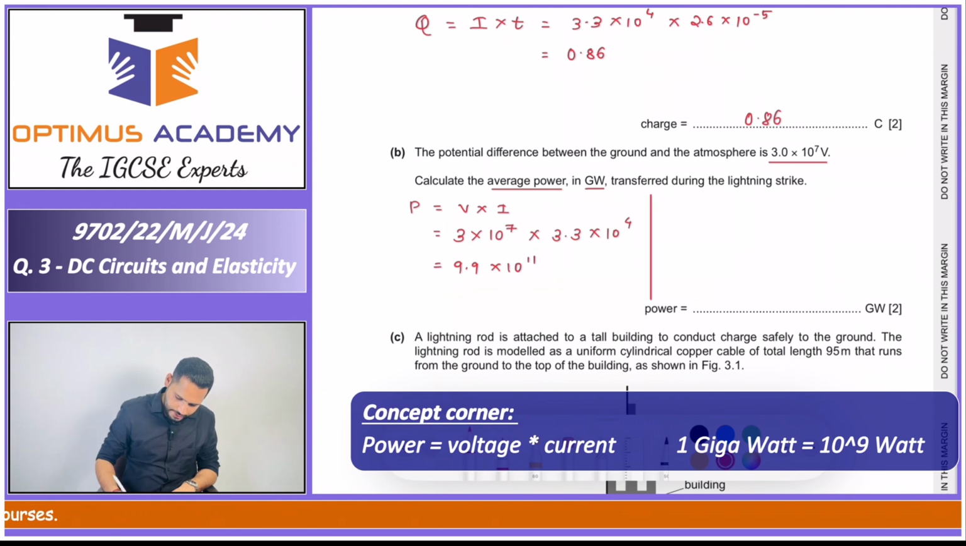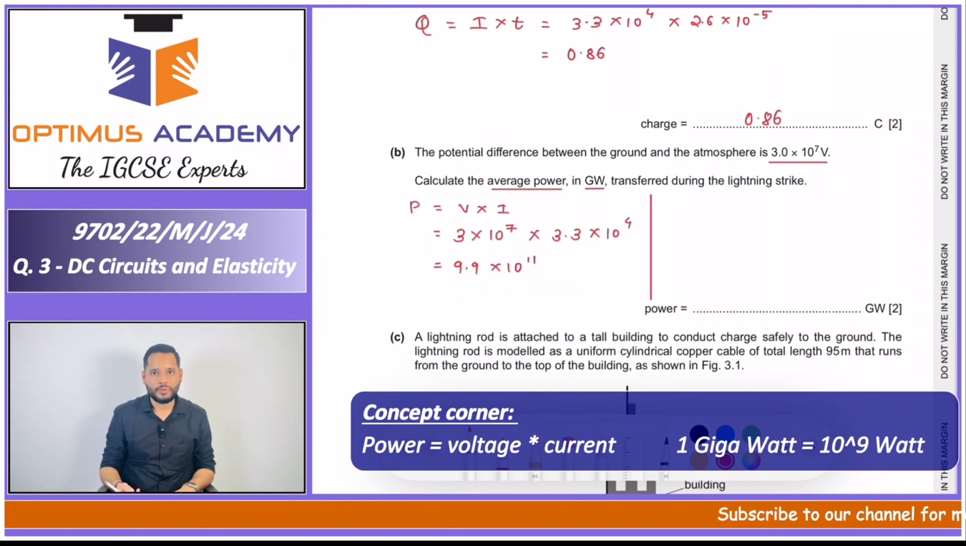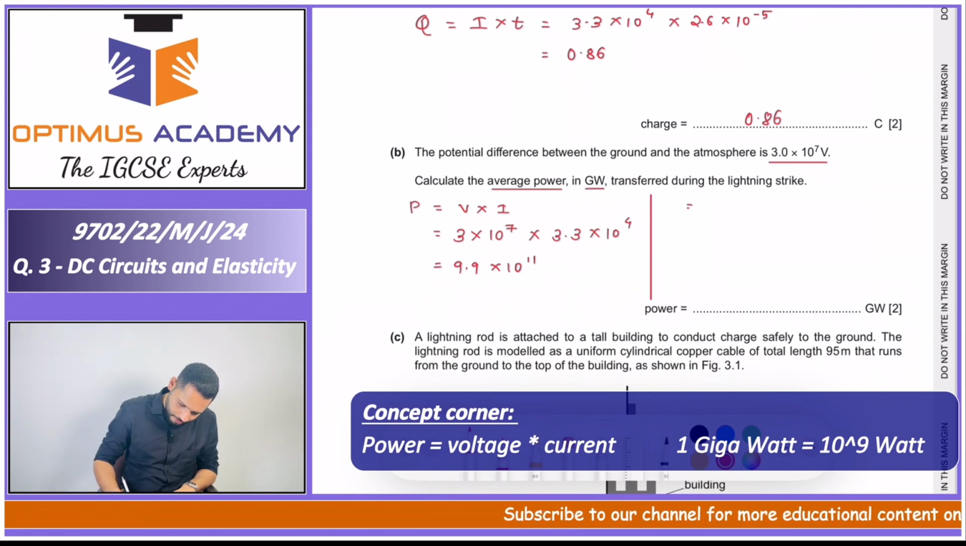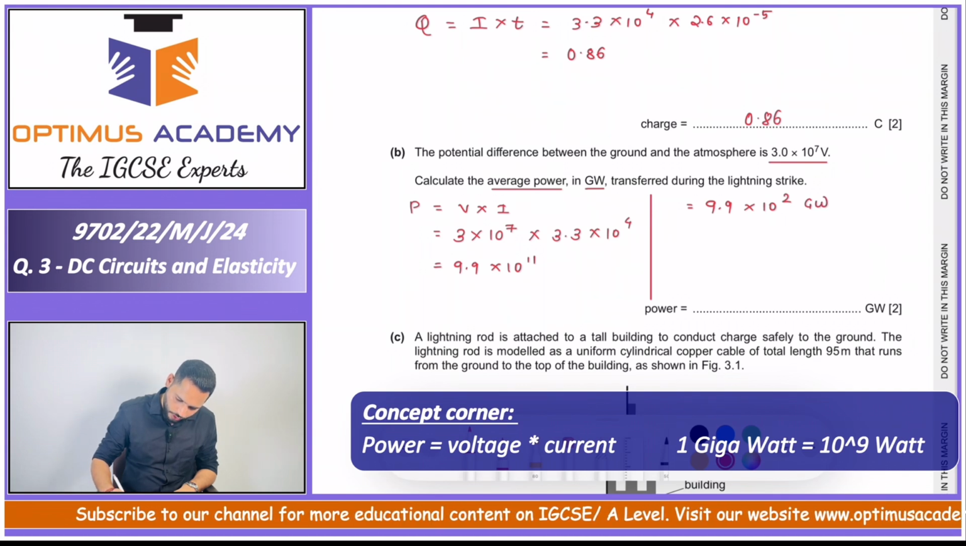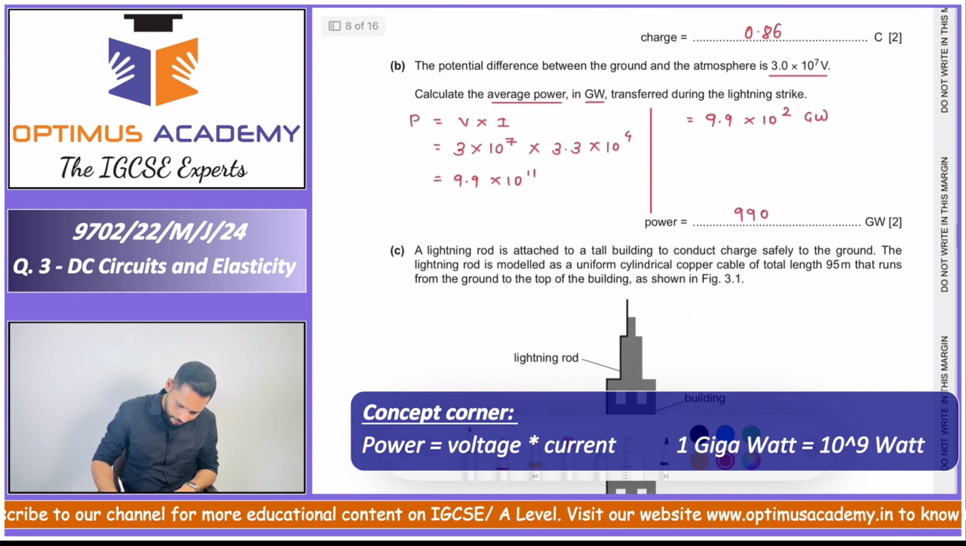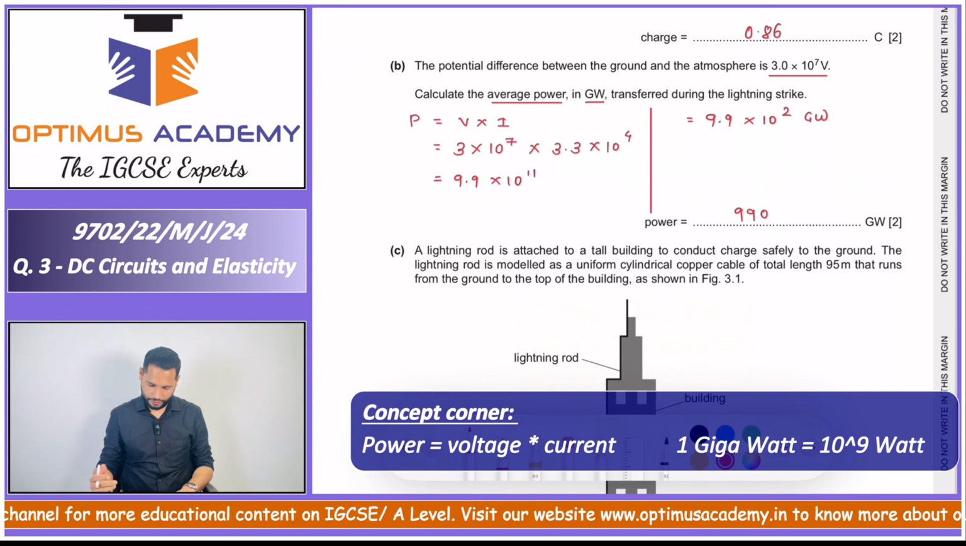They are not asking us the answer in SI unit of power, they are asking us the answer in gigawatt. We know that 1 gigawatt is 10 raised to 9 watt. So we can write the same number as 9.9 into 10 raised to 2 gigawatt. So the final answer would be 990 gigawatt.